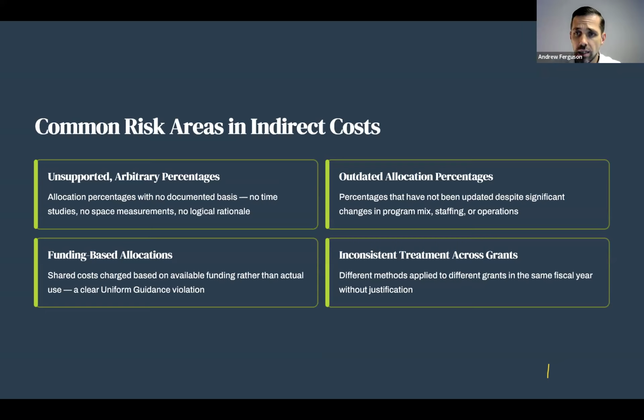Another common risk area is funding-based allocations. That's allocating costs based on available funding rather than actual use. And this somewhat goes with what Amy had said earlier about allocating based on the number of grants or allocating based on budgeted numbers.